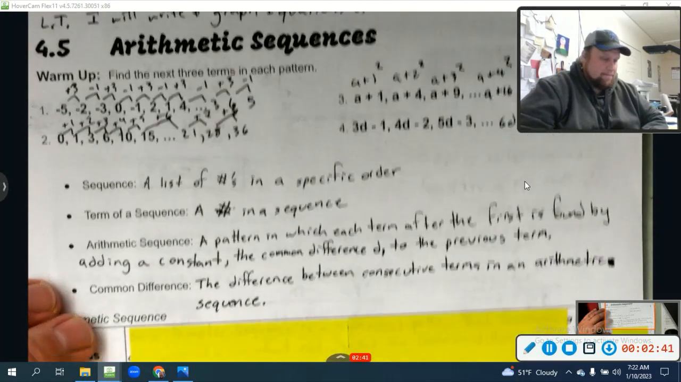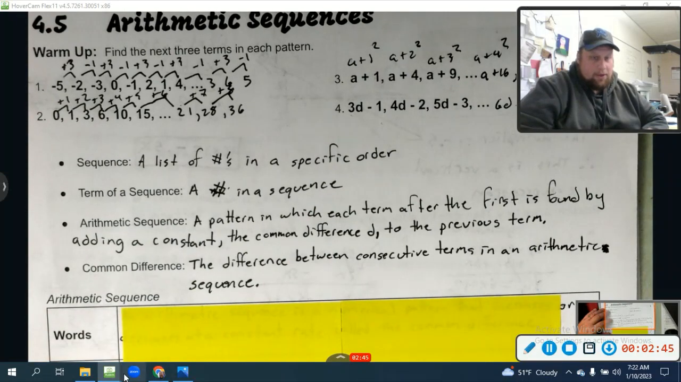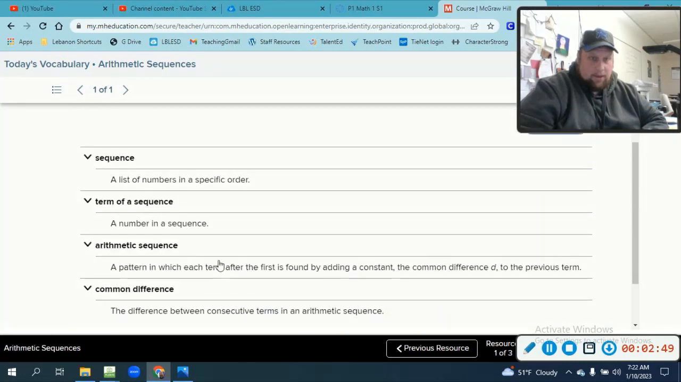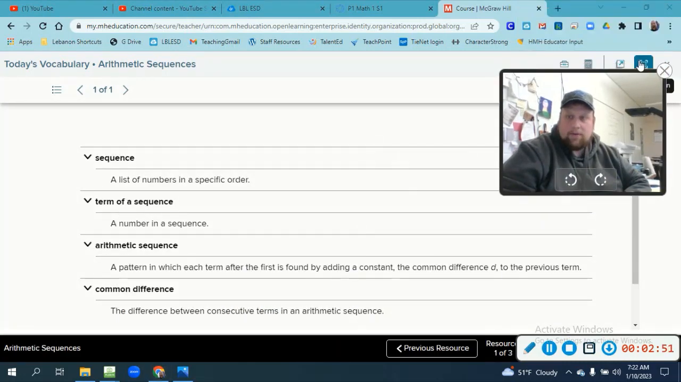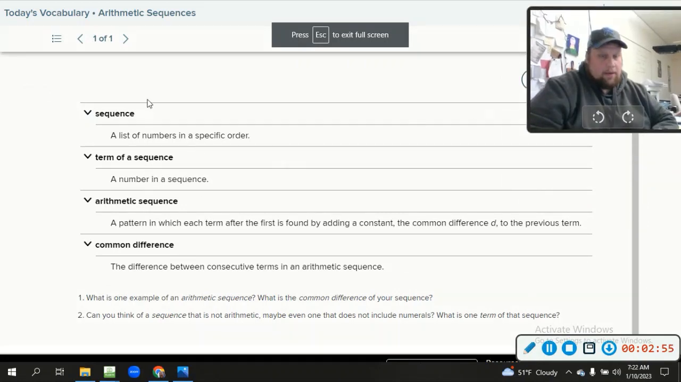All right, I've got some vocab. You can see mine right here, but I'll show you probably a much better representation of it right here. Whoa, that got weird for a second. Let's make this full screen. Okay, take a minute, write it down.